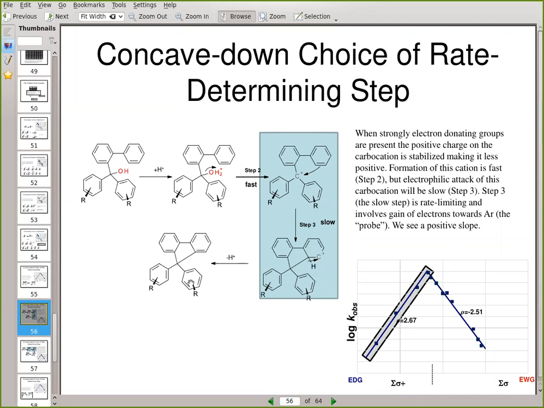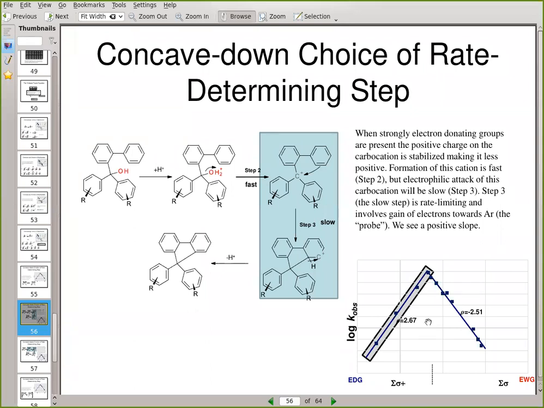Okay, so the question is, what's happening on the left-hand side here? What's happening in this side of the graph where the gradient is 2.67? We know that if the Hammett plot shows a positive gradient with such a large value as 2.67, that the rate determining step, okay, there's a question of what's the probe.